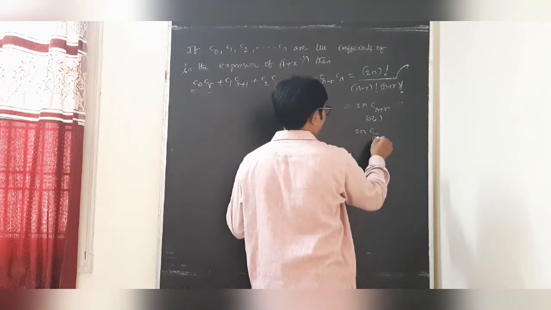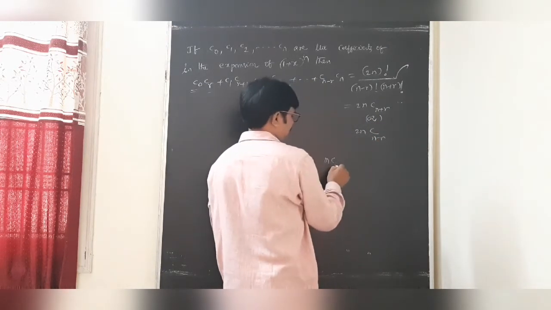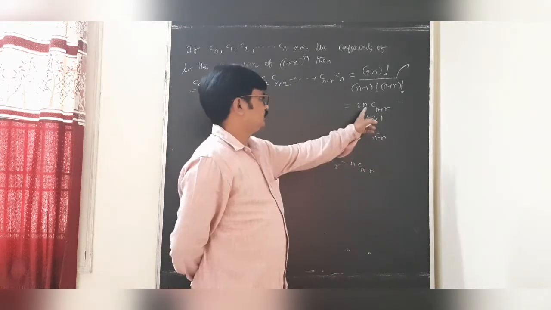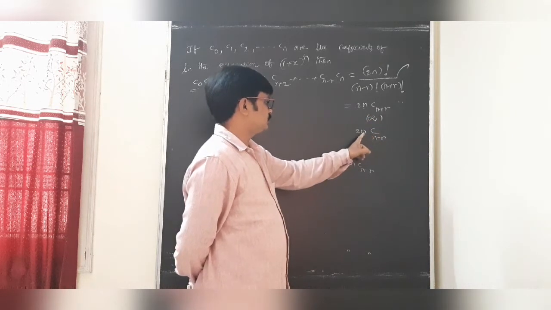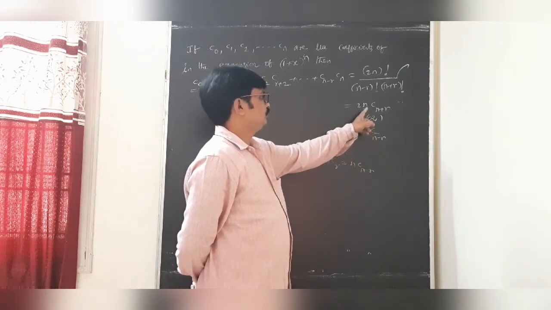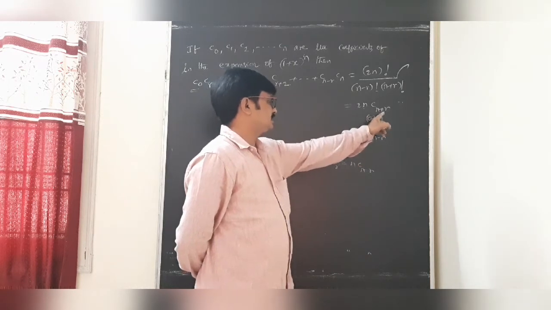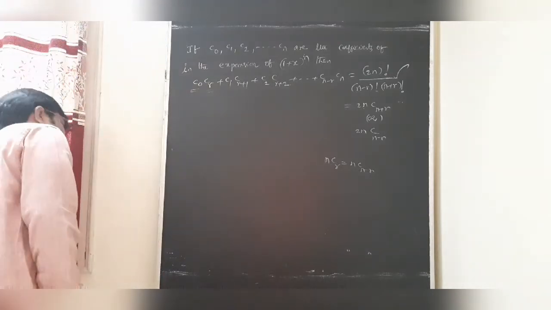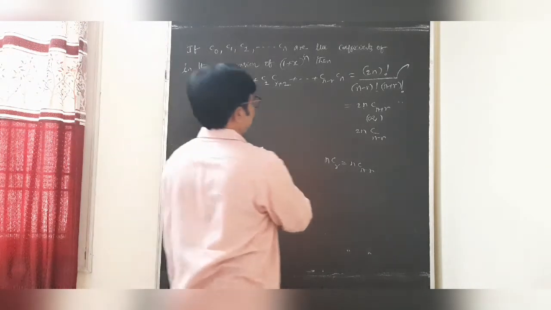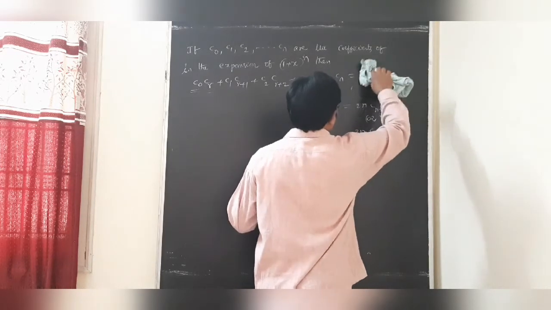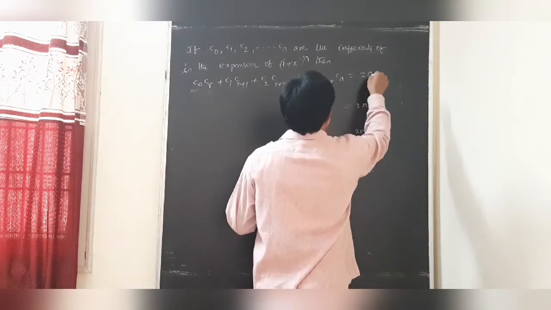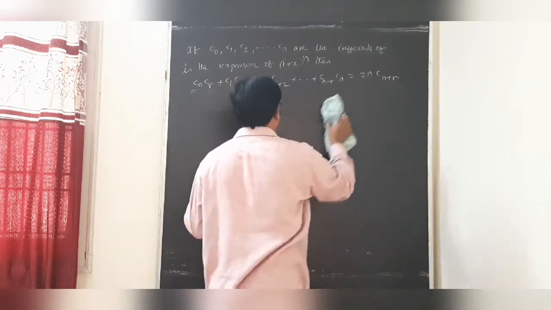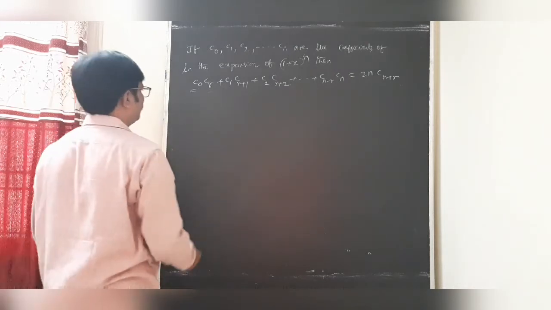2nC(2n - n - r). We know that nCr is the same as nC(n-r). So students, 2nC(n+r) also can be written as 2nC(2n - n - r), which is also 2nC(n-r). So dear students, right now we are taking r equal to 0.